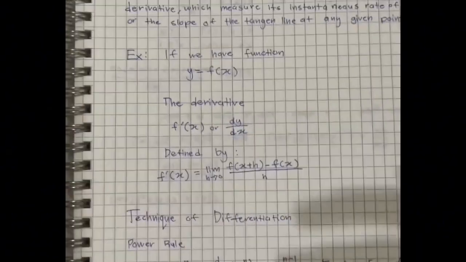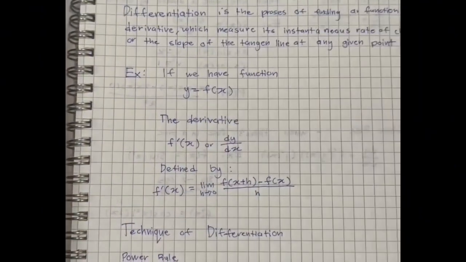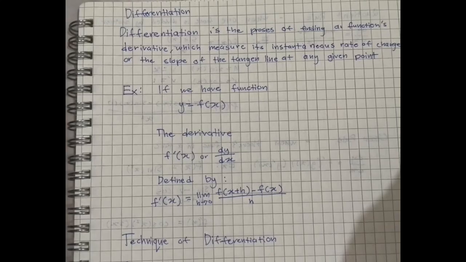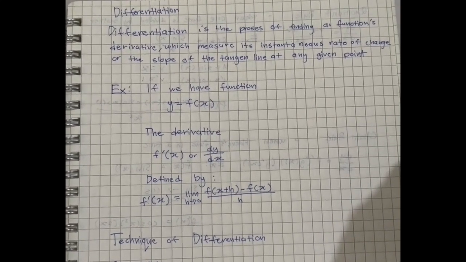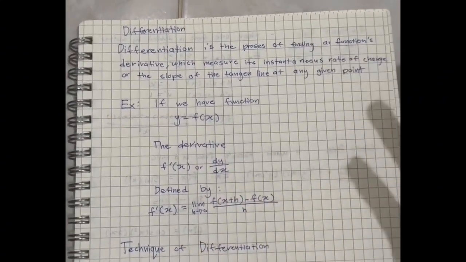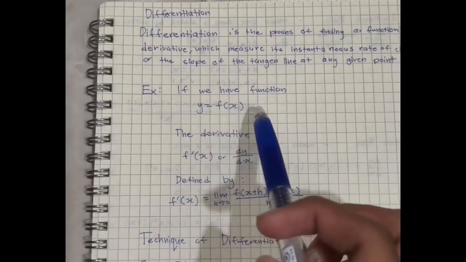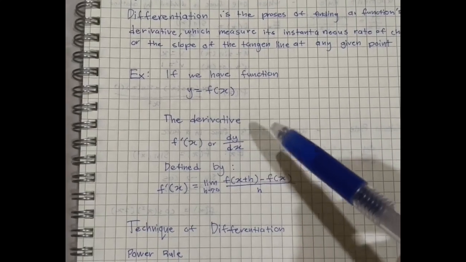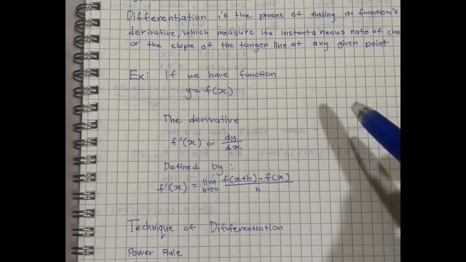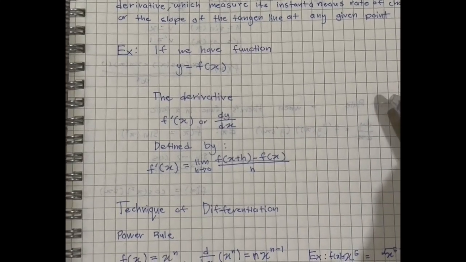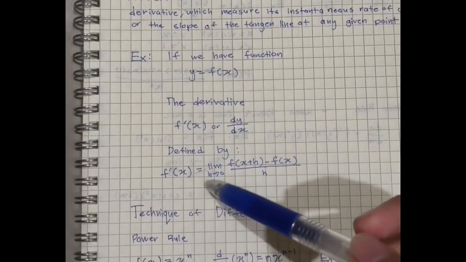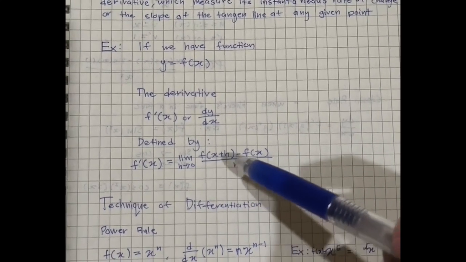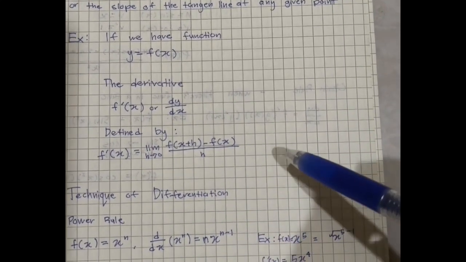For the first question, explain differentiation. Differentiation is the process of finding a function's derivative, which measures its instantaneous rate of change or the slope of the tangent line at any given point. For example, if we have the function y equals f(x), then the derivative would be f prime x or dy over dx. It is defined by f prime x equals the limit as h goes to 0 of (f(x plus h) minus f(x)) over h.